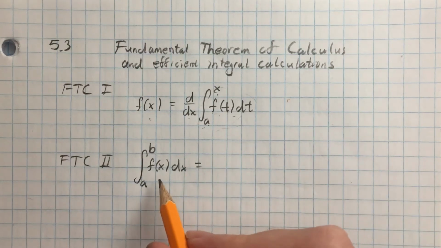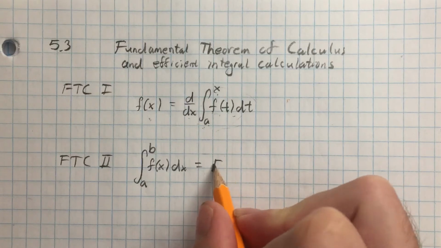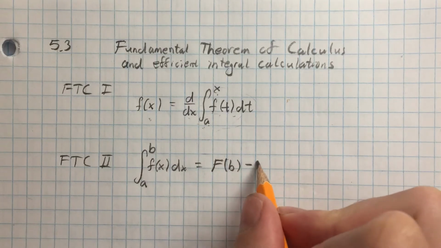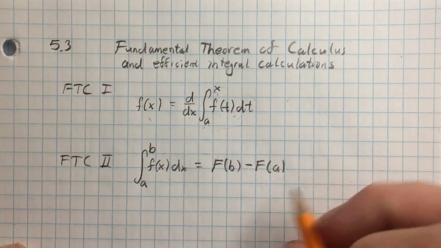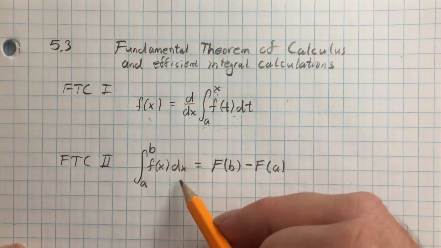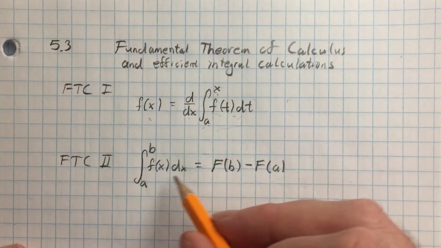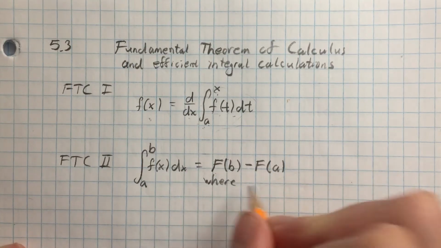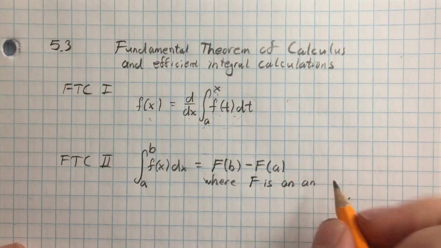Then a way to evaluate that without having to resort to the limiting process that we discussed before is you can simply take cap F at the latter location and subtract off cap F at the former location, and that will be the same as this area. So this difference, F of b minus F of a, will be the same as this integral, as long as cap F is an antiderivative of little f.